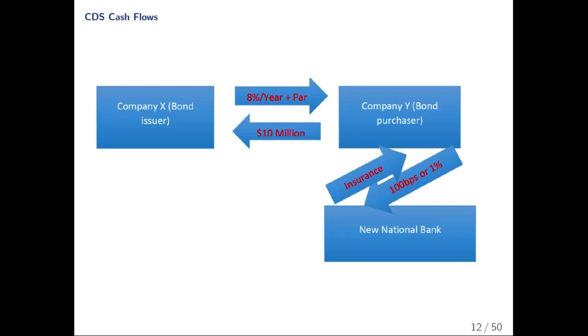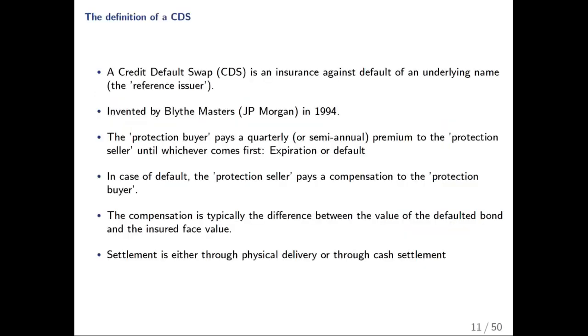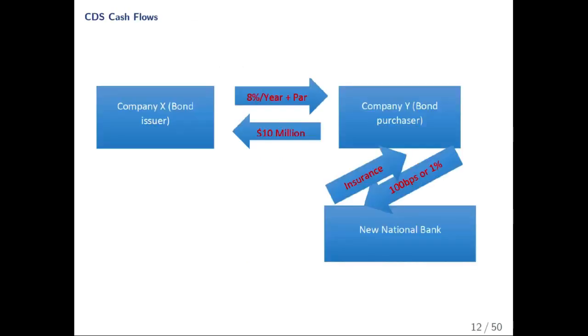How do I do this? Well, I'm going to go to a bank and buy insurance against this bond defaulting. As the protection buyer, I would pay a premium to the bank quarterly, conditional on no default over the life of this bond. So I'll buy a 5-year CDS, and I'll make regular quarterly payments until this bond defaults.